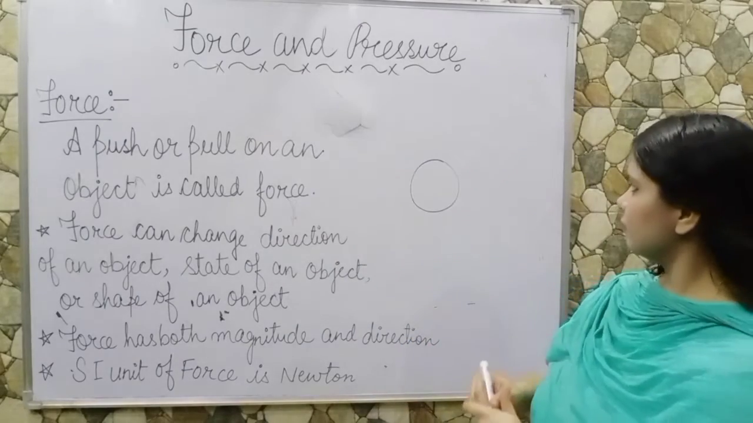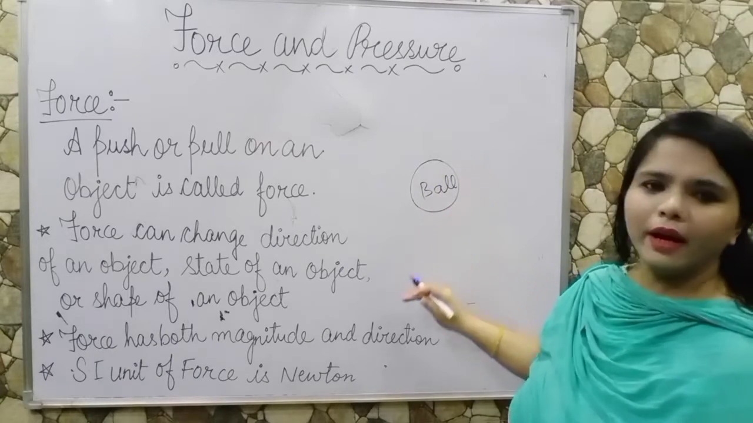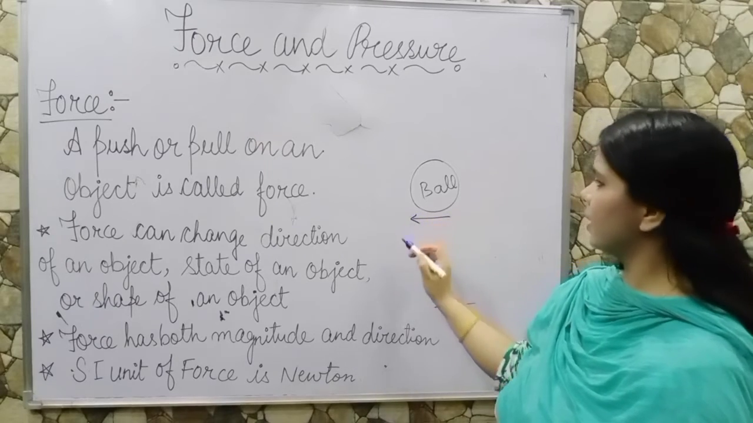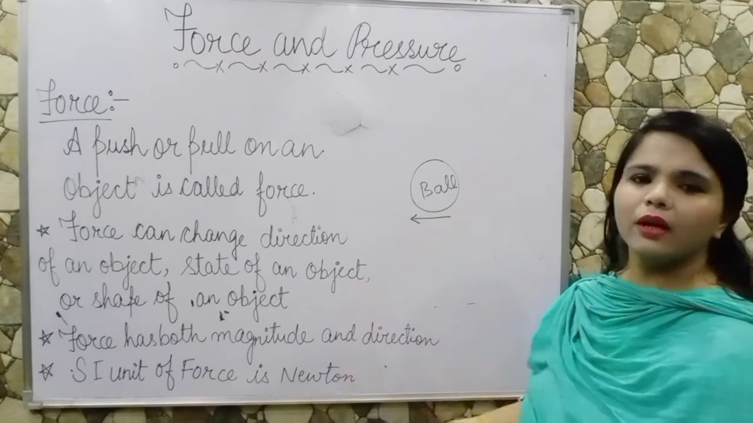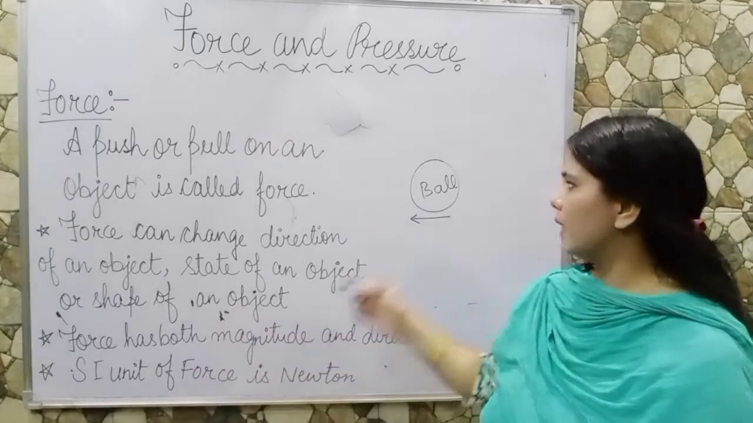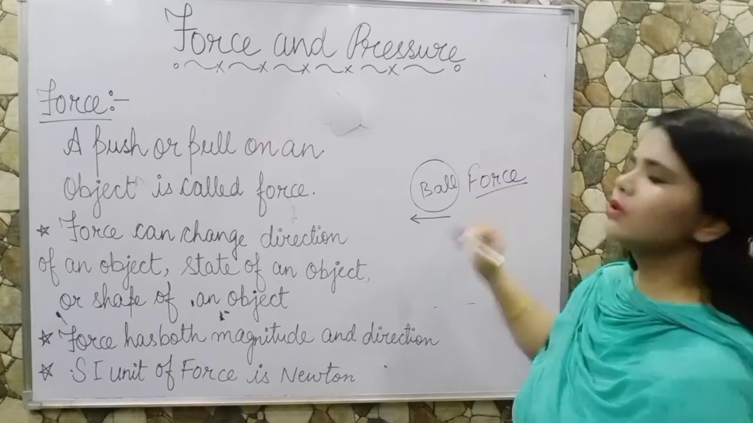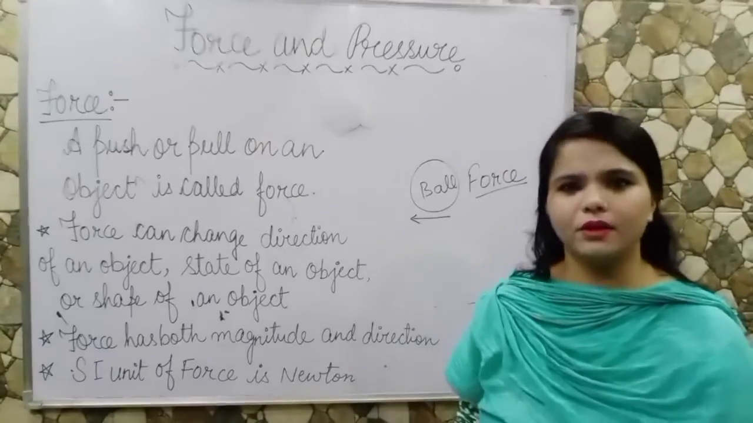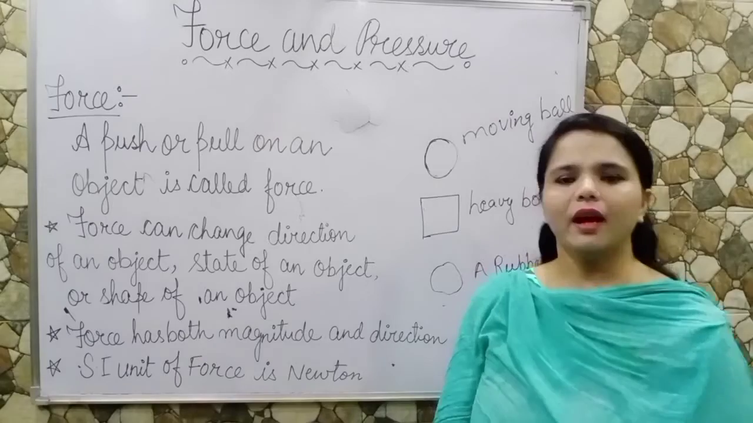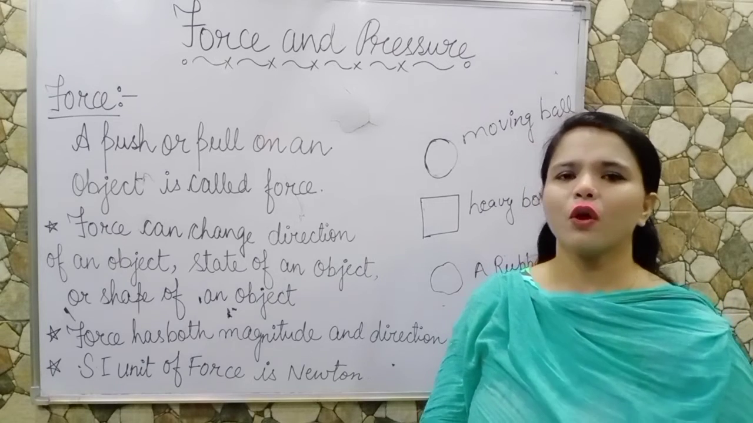See, it is a ball and I push it. I push it in the direction opposite to me and it starts moving. As a result, it starts moving. So that is force. A ball is said to have force applied on it. Now see what are the results of these forces. Let us do an activity to understand the results of force.